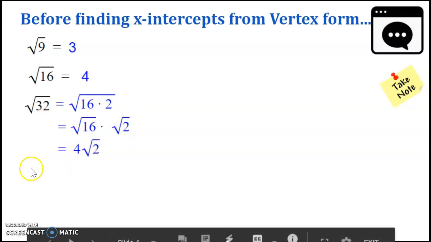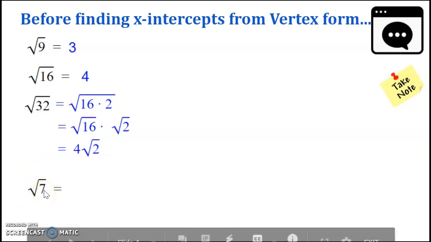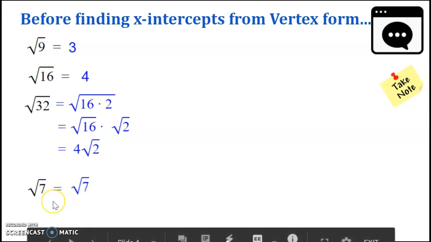Hopefully it's starting to come back to you. What about the square root of 7? Well, 7 is not a perfect square, nor does it have any factors that are perfect squares. So it remains as the square root of 7.